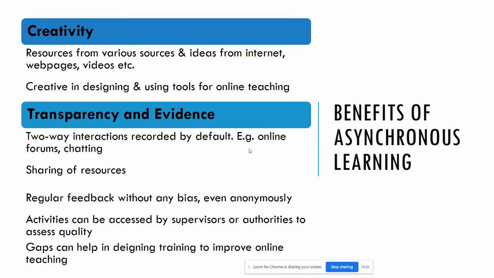It also promotes transparency and evidence keeping, because asynchronous teaching and learning records everything in a way. So it's a two-way interaction recorded by default. For example, online forums and chatting are always a record also. Resources can be shared easily. Regular feedback without any bias can be obtained, even anonymously. Activities can be assessed by supervisors and authorities to assess quality. And also gaps can be found, which can help in designing training and also to improve online teaching further.